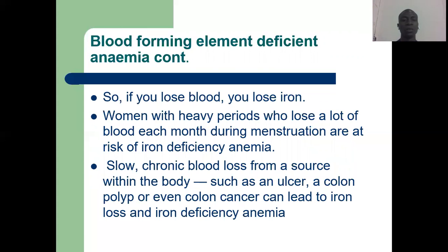So if you lose blood, you lose iron. Women with heavy periods will lose a lot of blood each month during menstruation and are at risk of iron deficiency anemia. Chronic loss of blood from a source within the body, such as ulcers or colon cancer, can lead to iron loss and iron deficiency anemia.